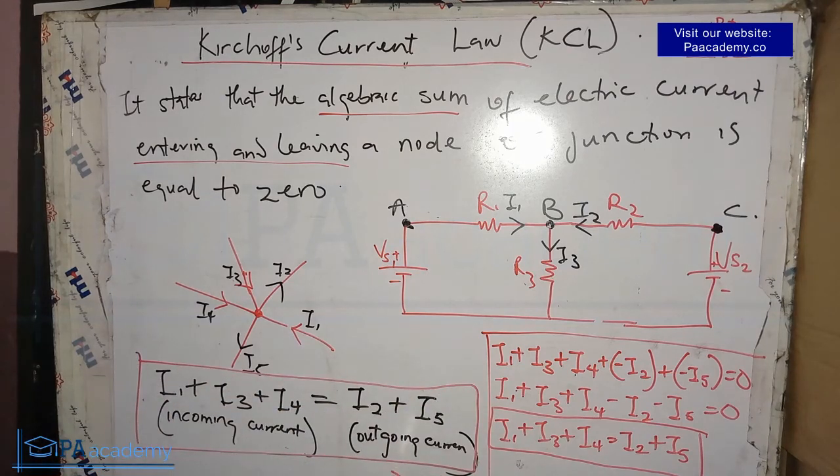I hope with the explanation you've been able to understand what Kirchhoff's current law is all about. Once you understand that the sum of current entering a node or a junction is equal to the current that is leaving that same node or junction, you have it.